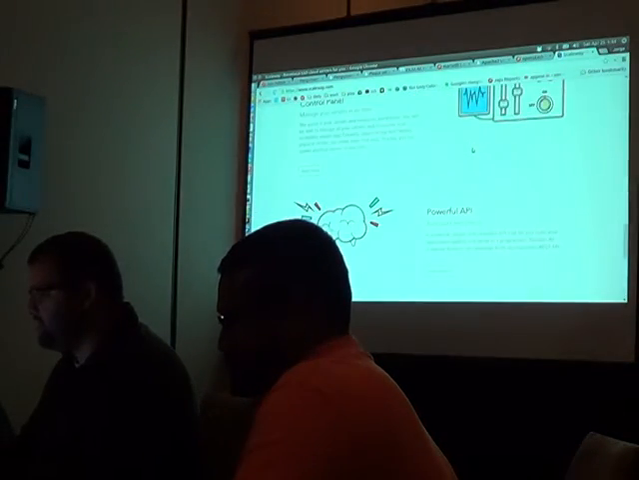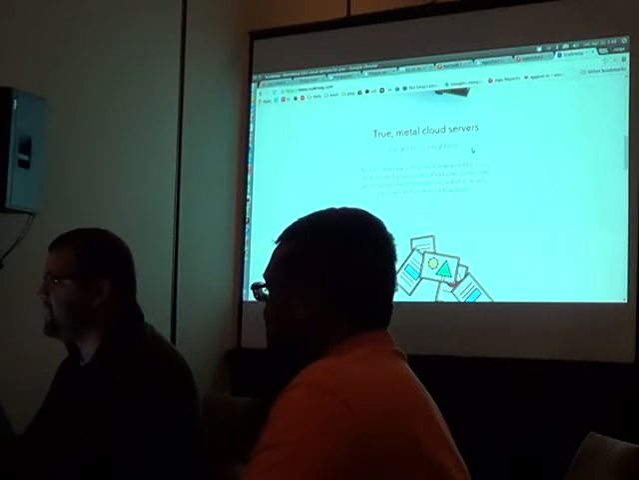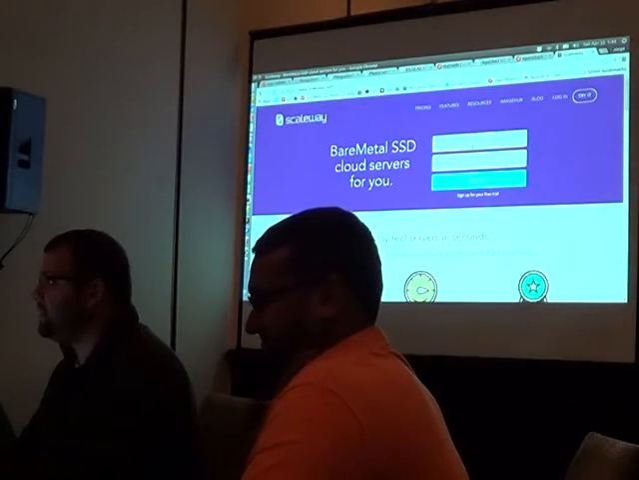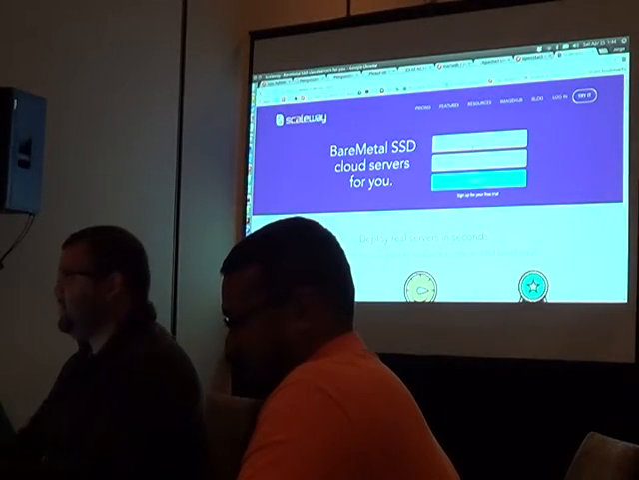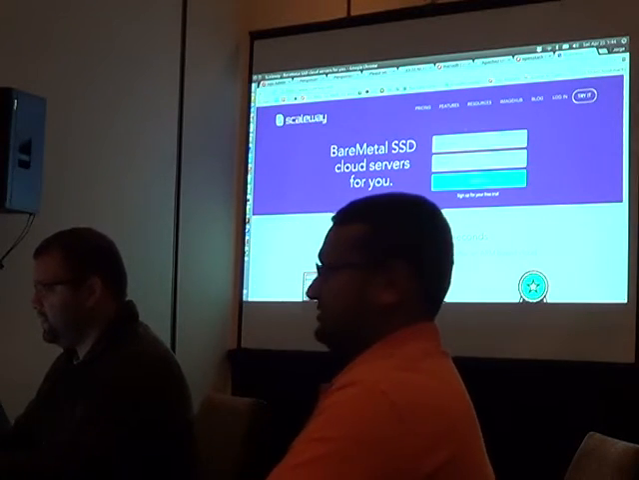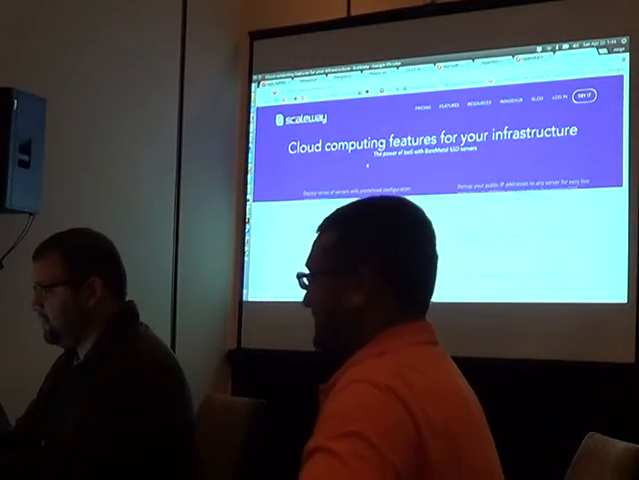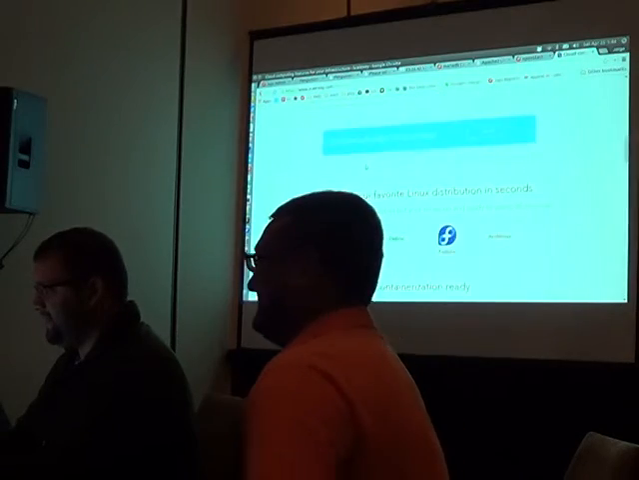How much? I think it's €9 a month, something like that. They have different sizes. They're scale comparable with other services. Yes, absolutely. So now you can actually get ARM in the cloud. You just can't get Power in the cloud.